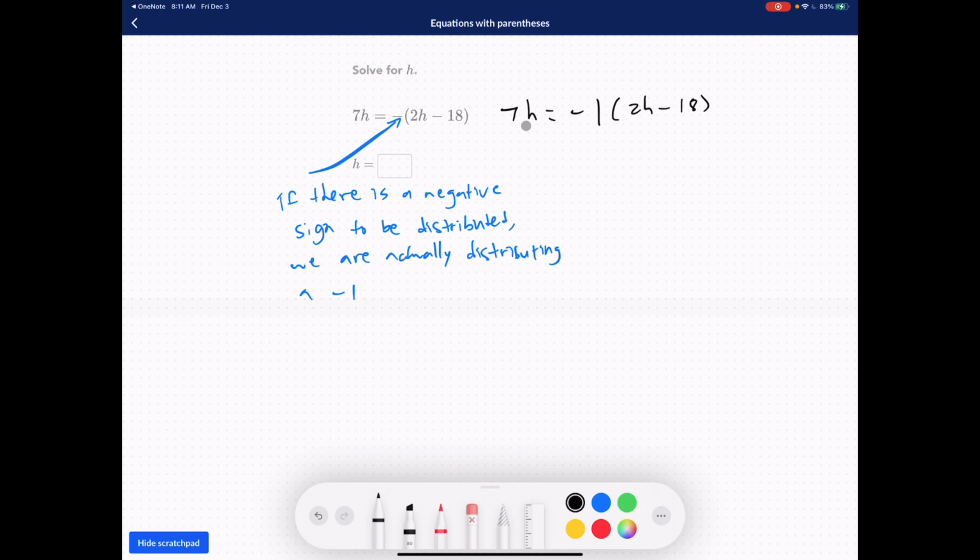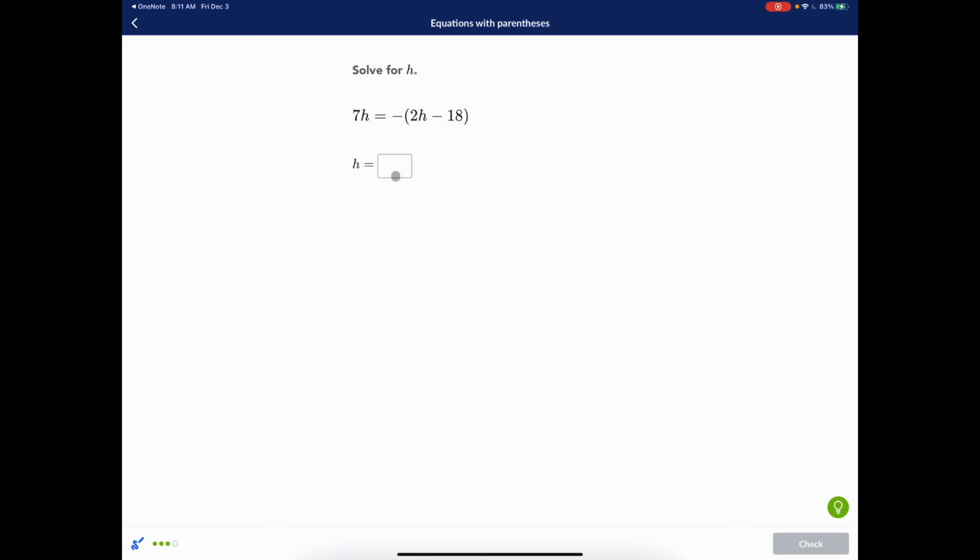So, I got 7h is equal to, and then we're gonna multiply, right? Negative 1, like that, and then like that. Distribute the negative 1, and then negative 1 times 2h is negative 2h, and negative 1 times negative 18 is positive 18, right? And then from here, you guys know what to do. Just add 2h on both sides, and then solve for h. So that is that. All right, and I think we should be good.